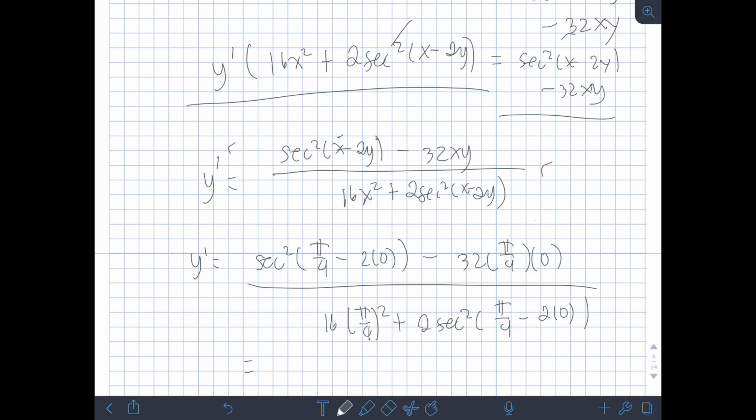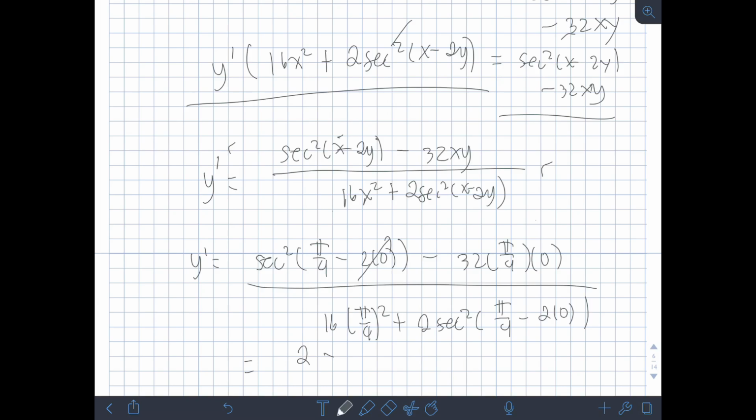So, simplify natin. Parang sec squared of pi over 4 na lang 'to kasi 0 naman 'to. So, parang reciprocal ng 1 over cosine squared of pi over 4. Cosine pi over 4 is what? Parang cosine 45 degrees yung pi over 4, di ba? So, we have square root of 2 over 2. Kaso, reciprocal mo siya, magiging square root of 2 na lang. And then, naka-square pa, so parang 2 na siya.